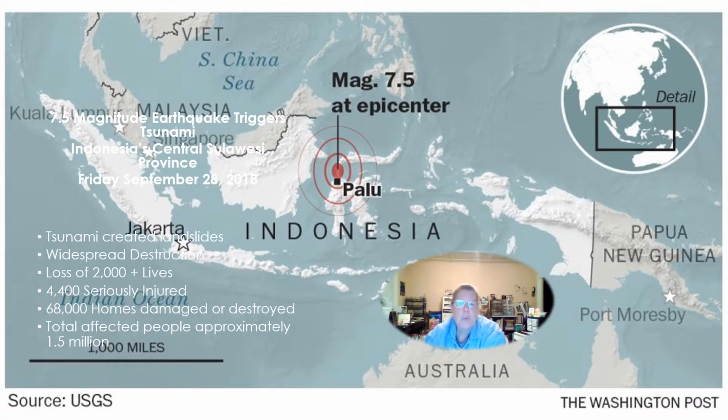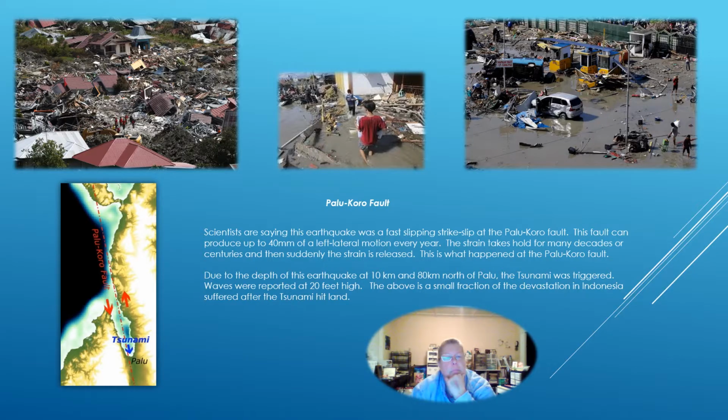Now, on the map, you can see that the epicenter is right in the middle of that red, and then the tsunami is like this way. It can go in all directions, but it did hit Indonesia. In this slide, I'm showing you just a couple of the sad photographs that were taken after the devastation of the tsunami and the landslides.